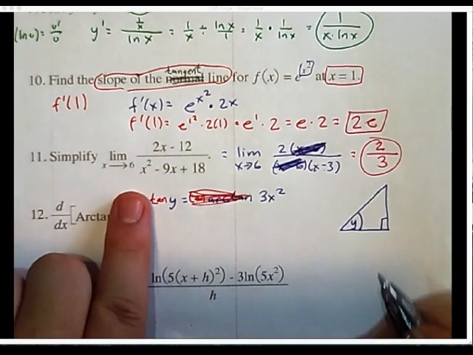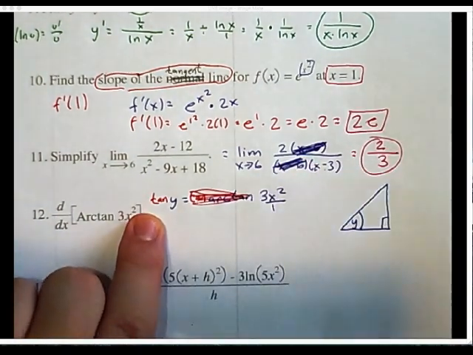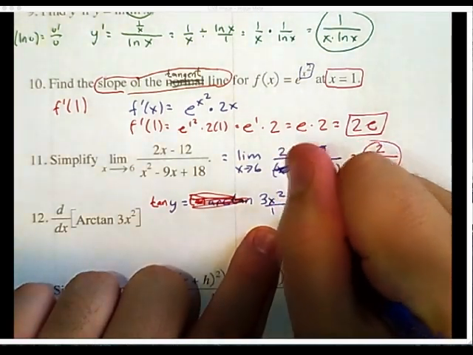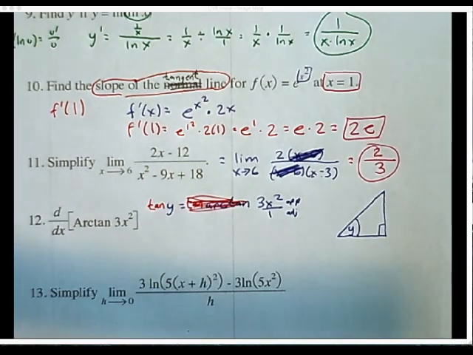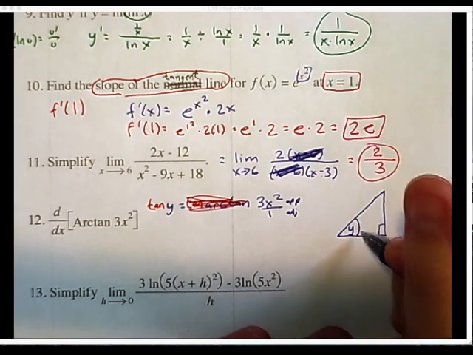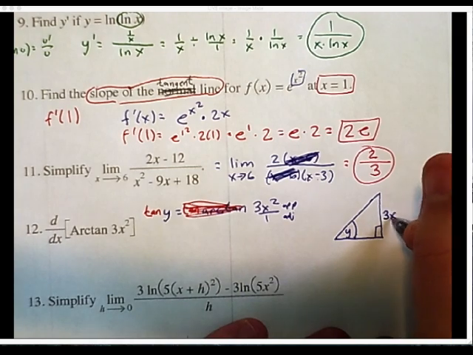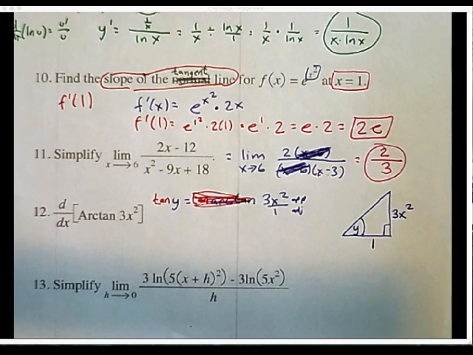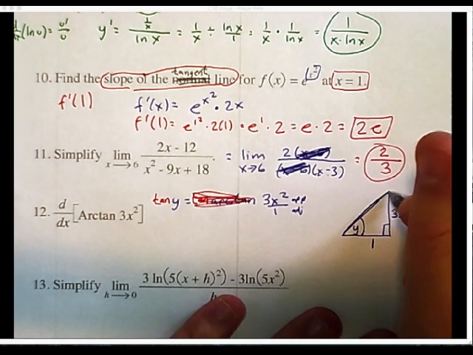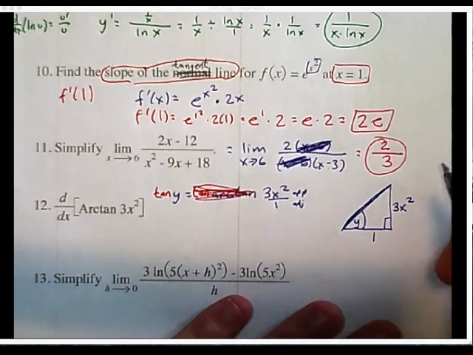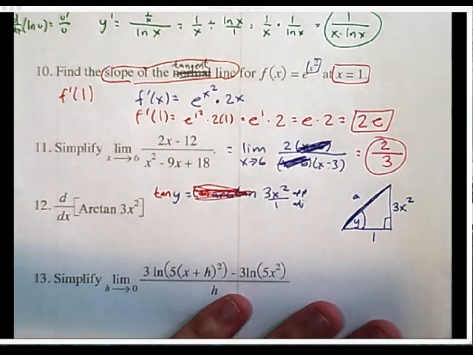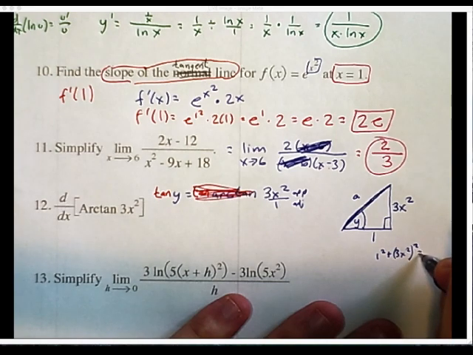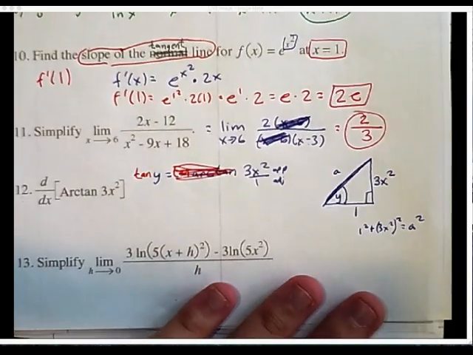And what do you know about tangent? Tangent is like the opposite over the adjacent. So if this is my angle y, the opposite side is 3x squared, the adjacent side is 1. Now, I'm probably going to need to know what the hypotenuse is eventually, so let's just start by calling it a. So you should know that 1 squared plus 3x squared squared has to equal a squared by the Pythagorean theorem.